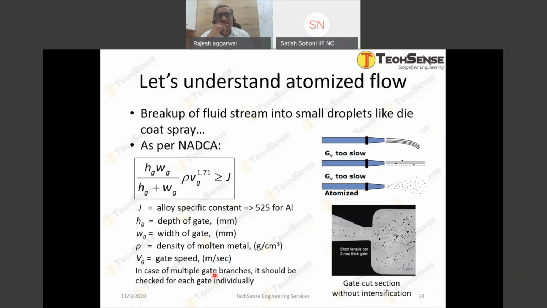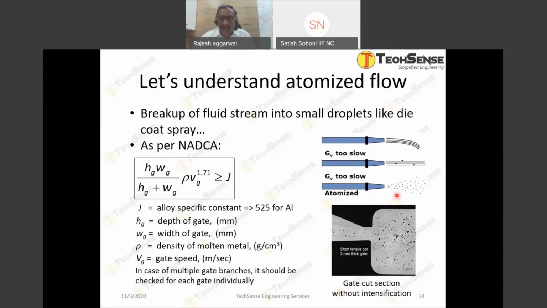So what is atomized flow? Atomized flow is basically calculated by a given formula from the NADCA, where the variables are taken as the thickness of the gate, width of the gate, density of the molten metal, and the gate speed. And the atomized flow looks like the third one, right? The gate velocity is too slow, the medium speed is still too slow. But the third one is like atomized. It is like spraying the liquid metal inside the cavity.